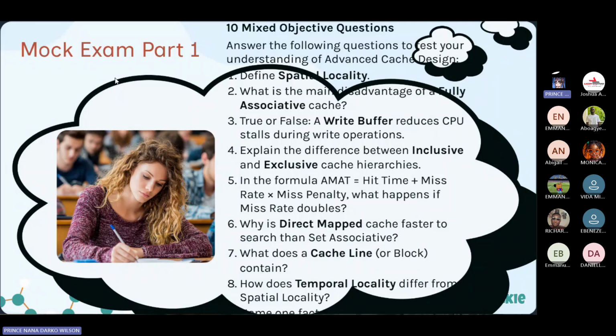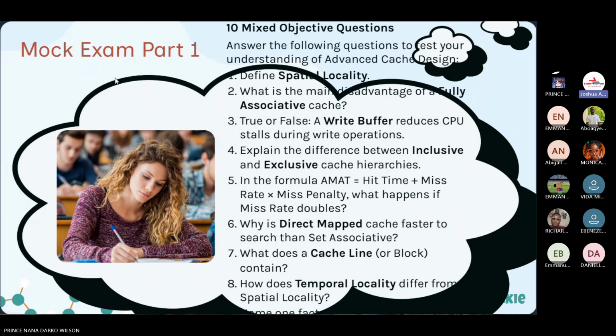Okay. Next one. Explain the difference between inclusive and exclusive cache hierarchies. Mr. Emmanuel, your hand is still up. You want to go again? Please tackle this one for us. How does inclusive and exclusive differ? Are you okay? Are you fine? Yeah, Mr. Joshua, let's go.